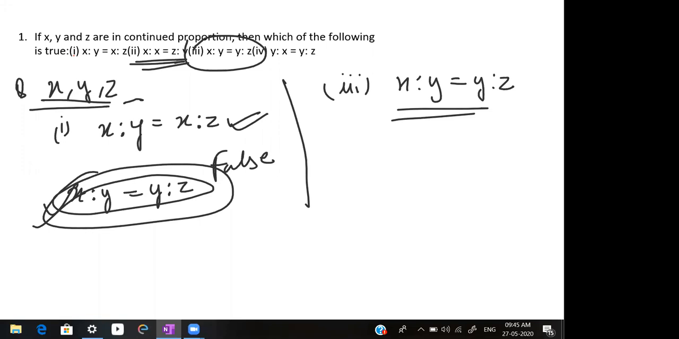Fine. Now let us do the second question. Which of the following numbers are in continued proportion? 3, 6 and 15; 15, 45 and 48. So first, let us understand the first part. In the first part, 3, 6 and 15 are given and we have to check if they are in continued proportion or not.